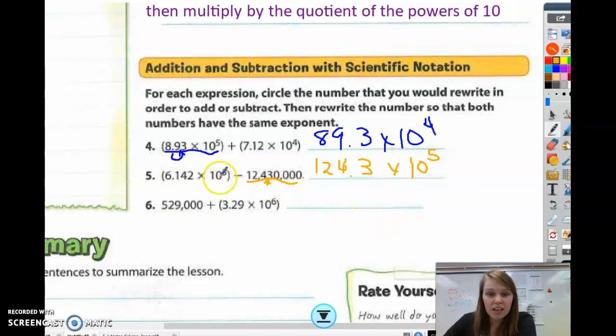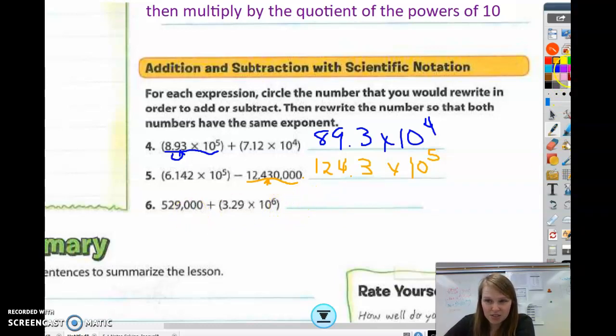So then, if we were subtracting these, we would take 6.142 minus 124.3, and that would be our answer. So it ends up being negative, but that's okay. And then it'd be times 10 to the 5th. Okay. You might have to end up putting it into correct scientific notation at the end.